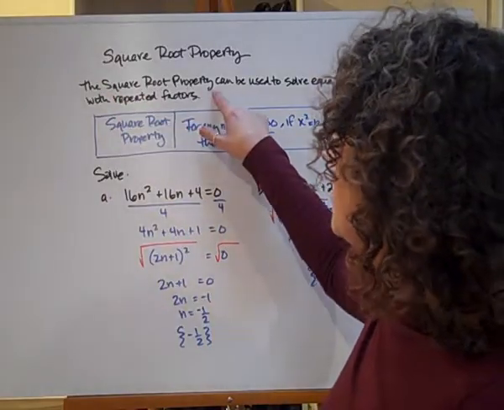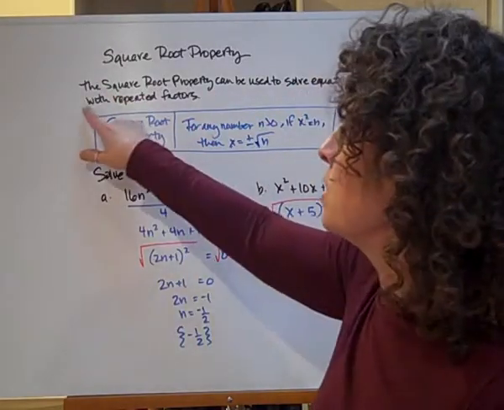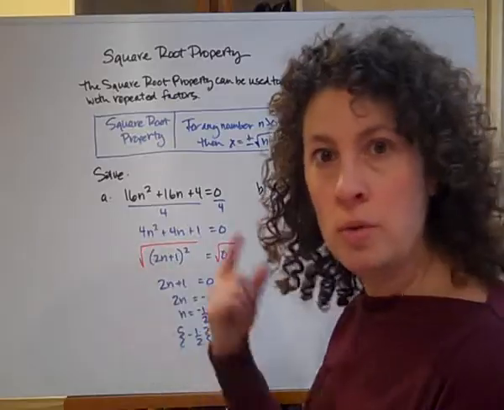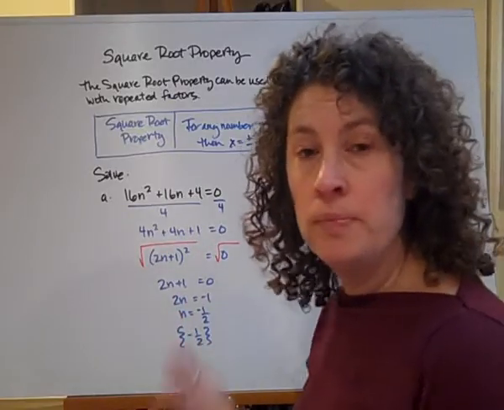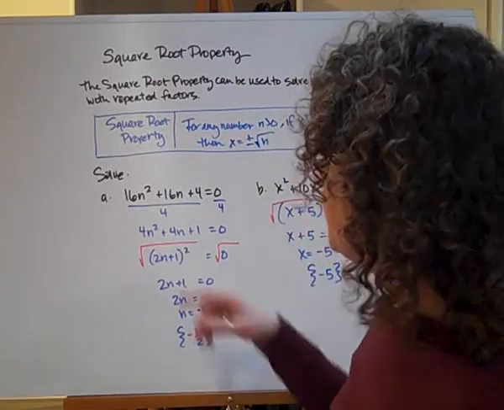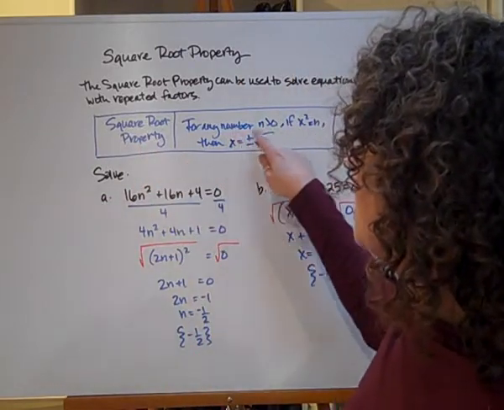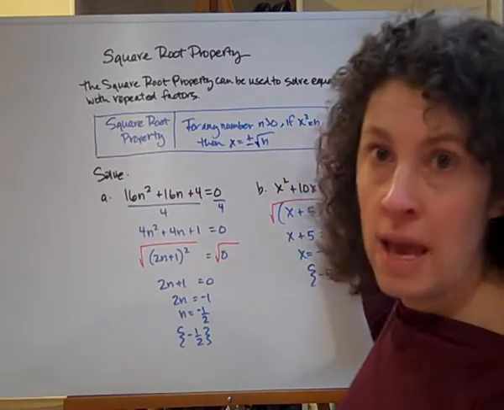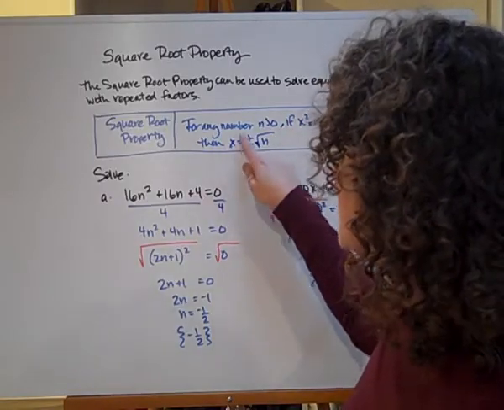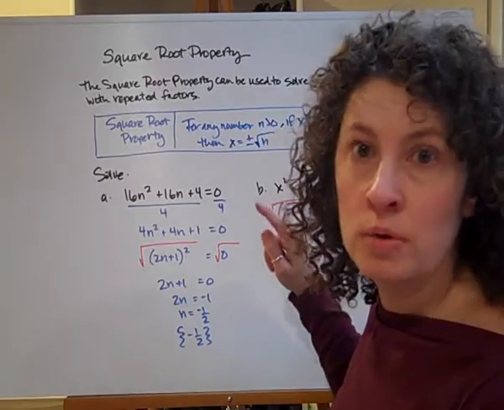So the square root property can be used to solve equations with repeated factors. So again, when I think about my perfect square trinomial, I had a factor that was repeated. It was multiplied by itself. So the square root property: for any number n greater than 0, if x squared equals n, then x is equal to the positive and negative square root of n.